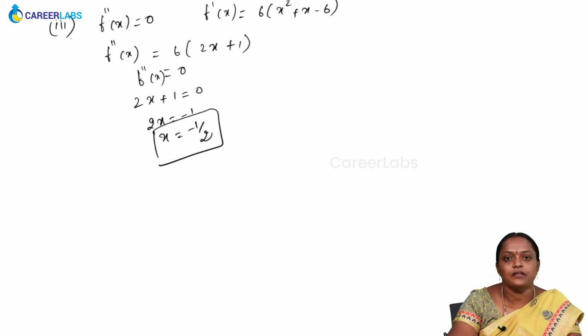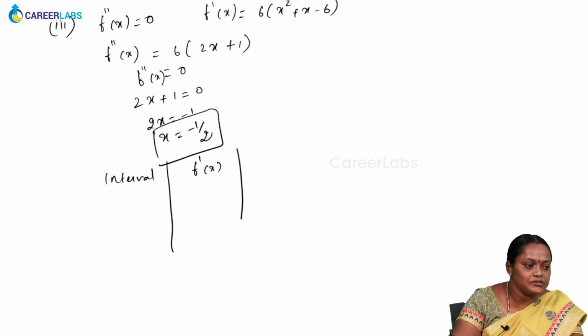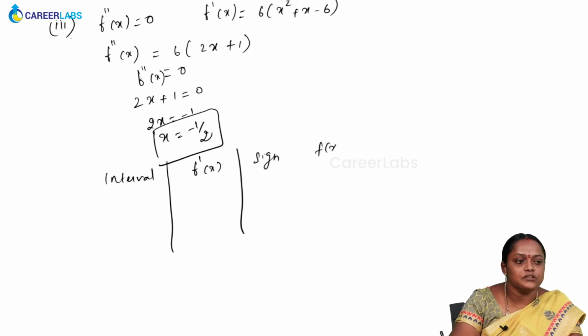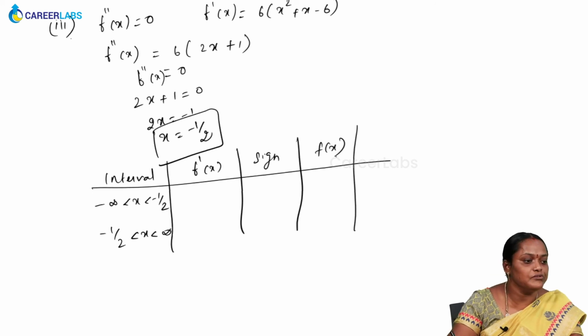So we are going to divide the number line with the help of this critical number. Therefore, you will be getting the table as: here comes the interval, next is f double dash of x, then the sign, then the conclusion, that is concavity upward or downward. The intervals are minus infinity to minus half and minus half to plus infinity. We have divided the number line into two different intervals.